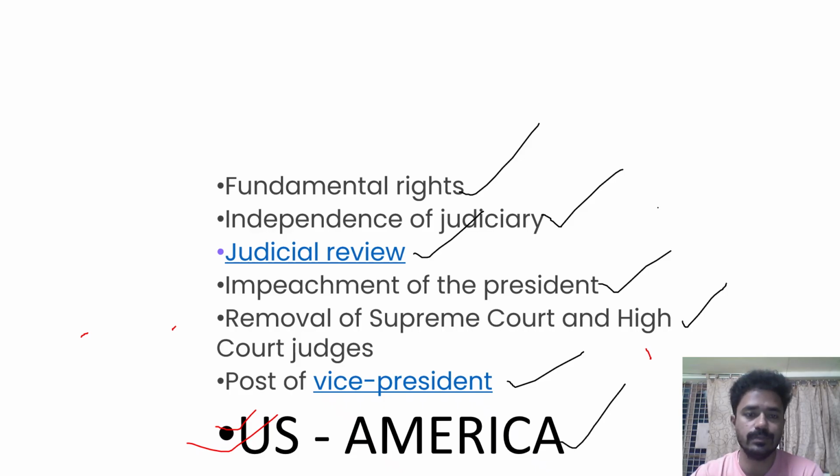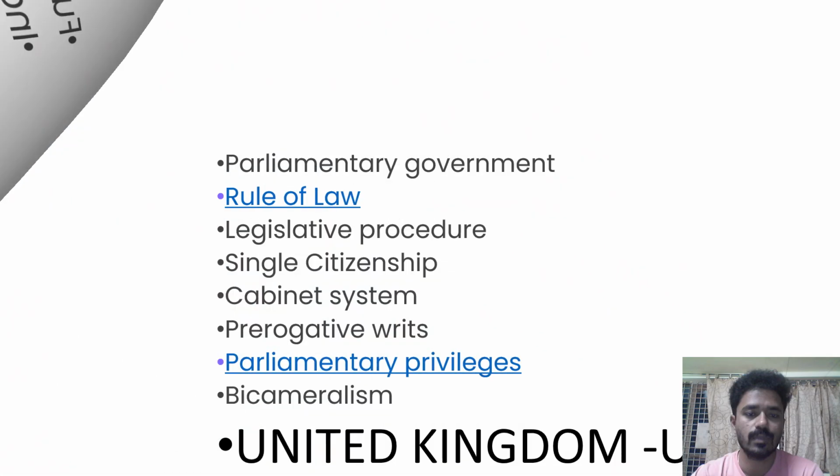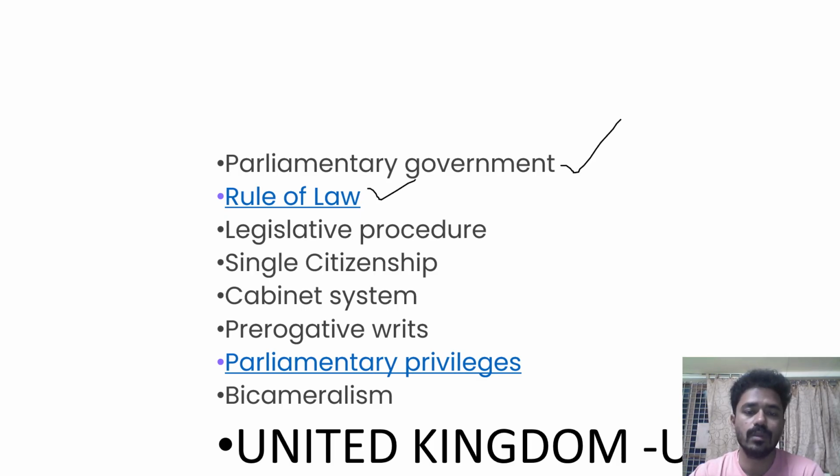Okay, next one, parliamentary form of the government. Next, rule of law, legislative procedures, single citizenship, cabinet system, prerogative writs, parliamentary privileges, bicameralism. All these things are taken from United Kingdom, that is British Constitution.